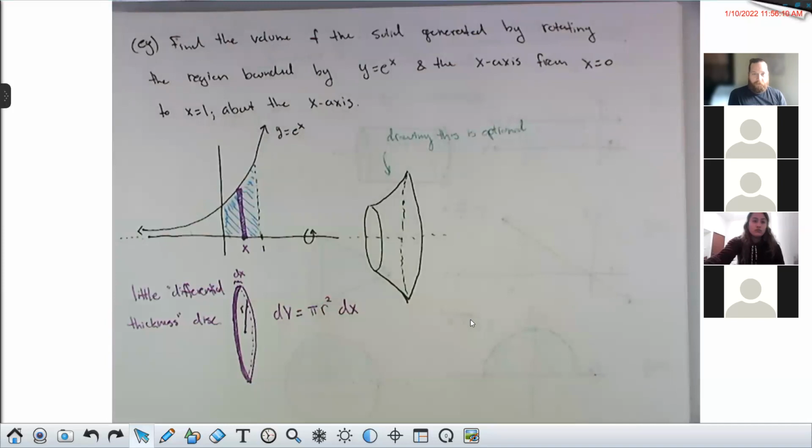The big idea in this section is that you can think of the big solid here as being a bunch of these little disks all stacked up. And the way you calculate the volume of the big solid is by finding a formula for the little volume dV and then integrating that, because the integral adds those up. That's what an integral does. It's a continuous sum.